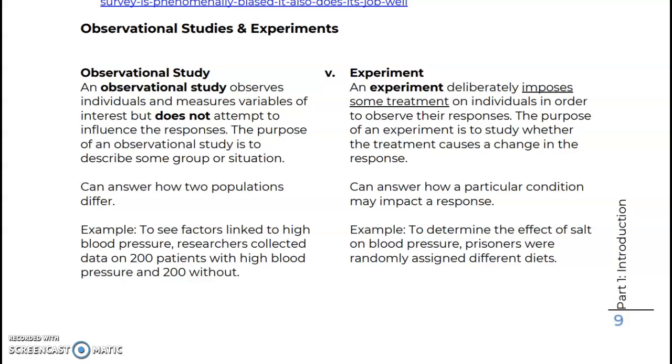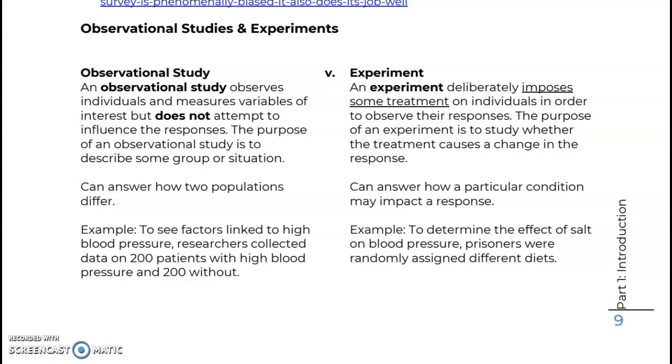Let's look at the difference between an observational study versus an experiment. An observational study simply observes individuals and measures variables of interest, but it does not attempt to influence the responses. The purpose of an observational study is to describe some group or situation.